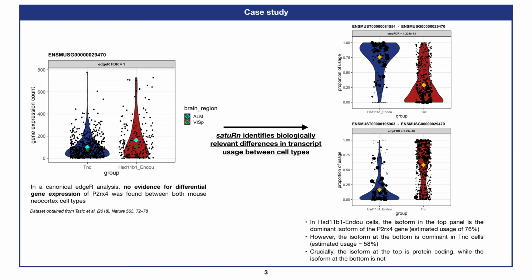Interestingly, the isoform in the top panel is protein coding, while the isoform at the bottom is not. As such, this discrepancy in the isoform usage profiles between these 2 cell types may reflect a biologically relevant discrimination between both cell types.